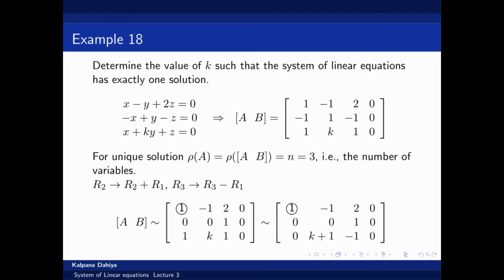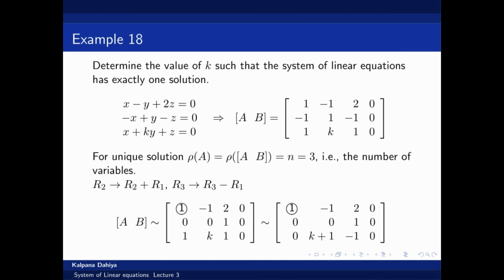Consider the following system of homogeneous equations. We have three equations in three variables x, y and z. First equation is x minus y plus 2z equal to 0. Second equation is minus x plus y minus z equal to 0. And third equation is x plus ky plus z equal to 0.